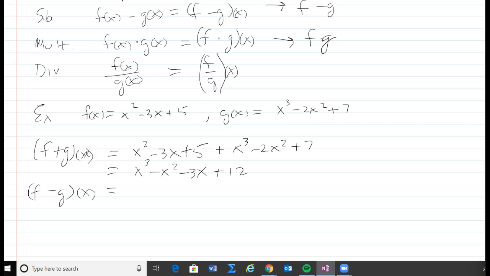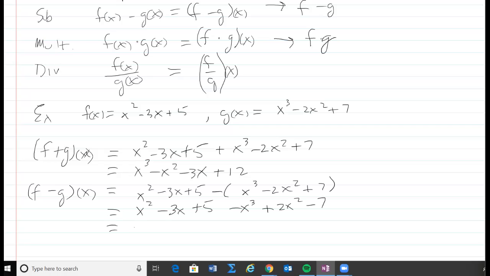Okay, we can also find the difference between these two functions. That will just be x squared minus 3x plus 5 minus, now here's where you have to be careful because you're going to subtract this whole function, and I would advise using the parentheses around it. That way you don't make any mistakes on the signs. So watch the signs on this. That'll be a plus 2x squared and a minus 7. So this gives us a negative x to the third, and then we got x squared and 2x squared is a 3x squared minus 3x and then minus 2.